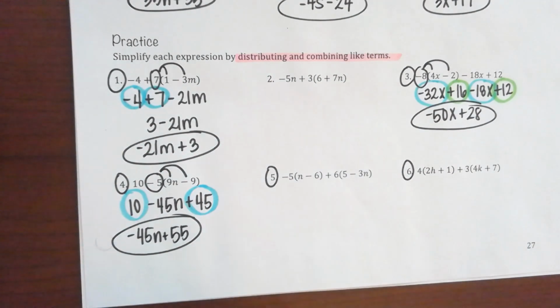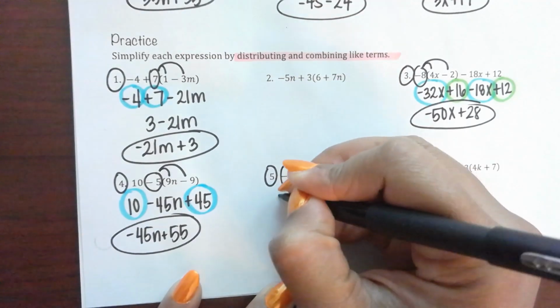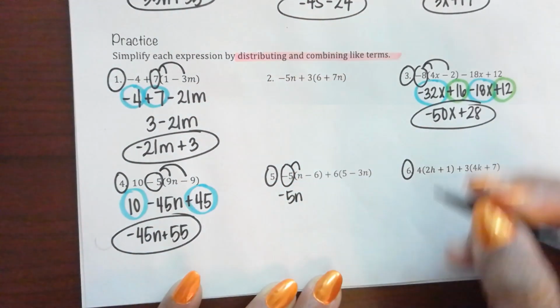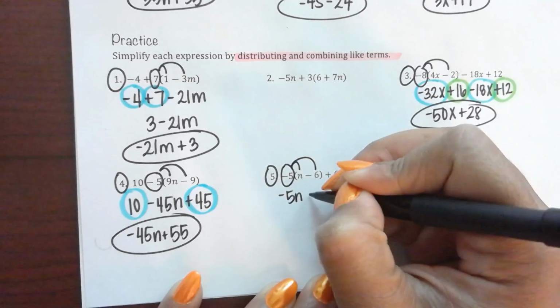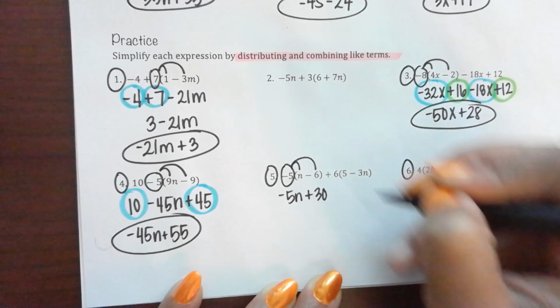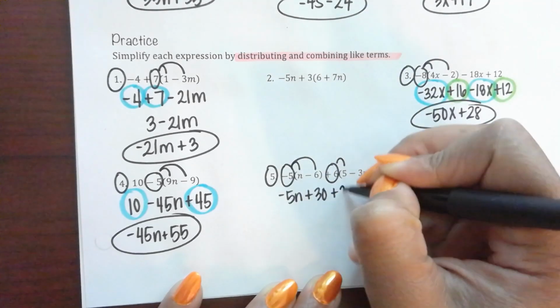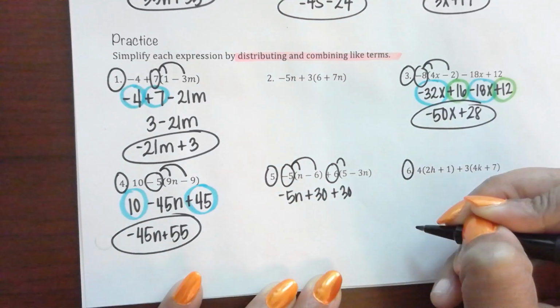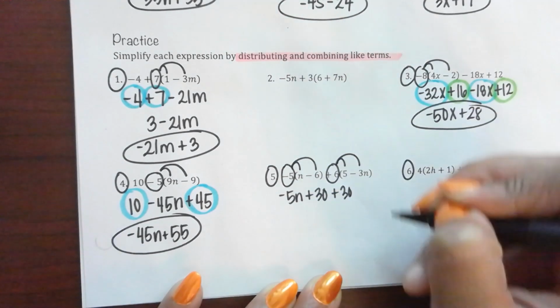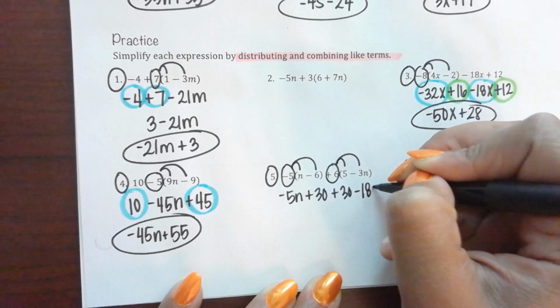Look at number 5. What needs to happen first? Negative 5 times n, which is negative 5n. Then negative 5 times negative 6, which is plus 30. There we go. 6 times 5 is 30. And 6 times negative 3 is negative 18. What are we missing? Perfect.